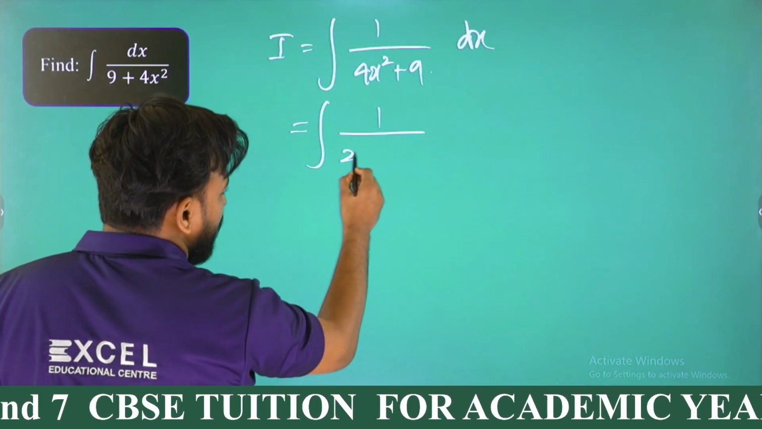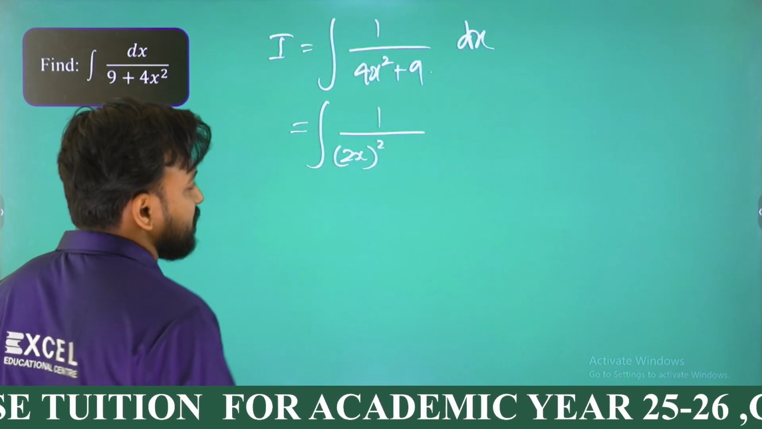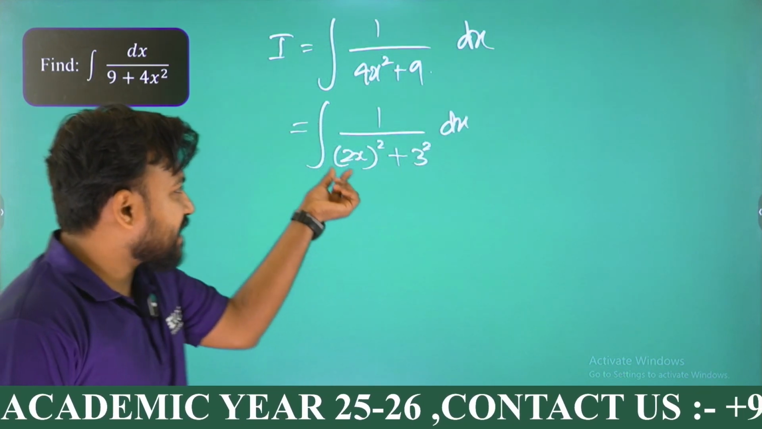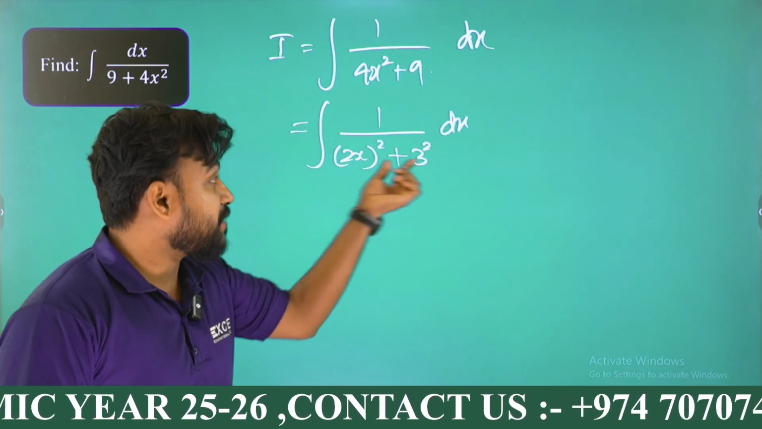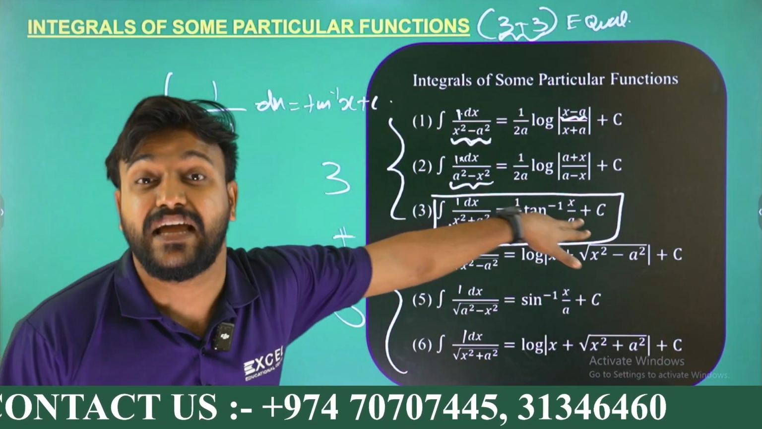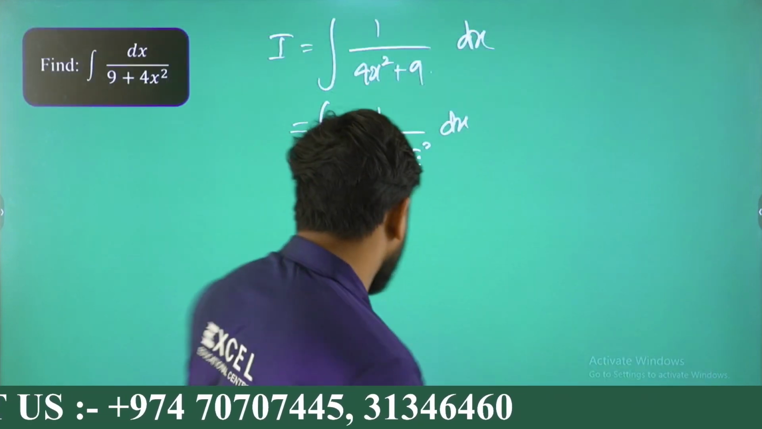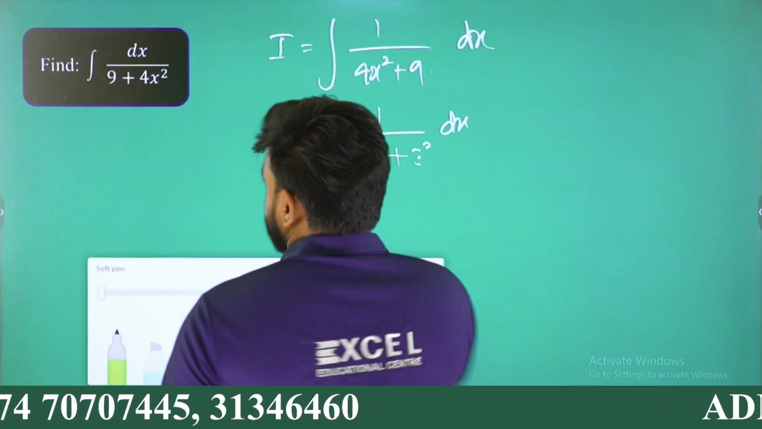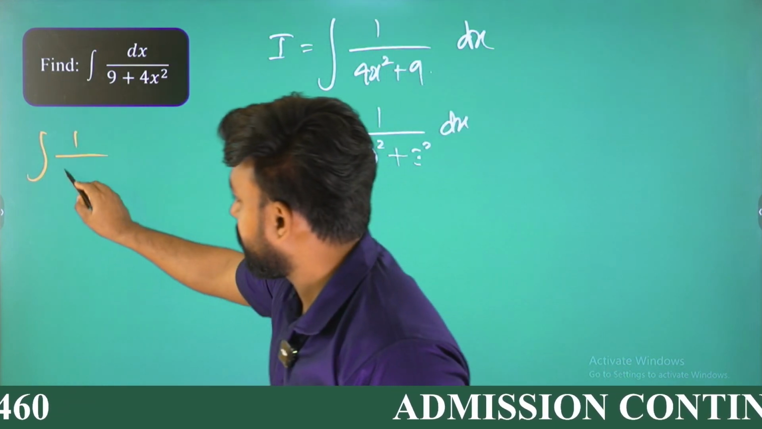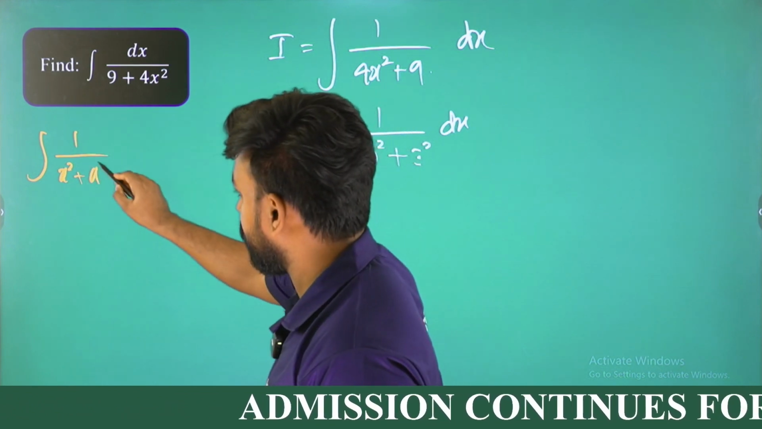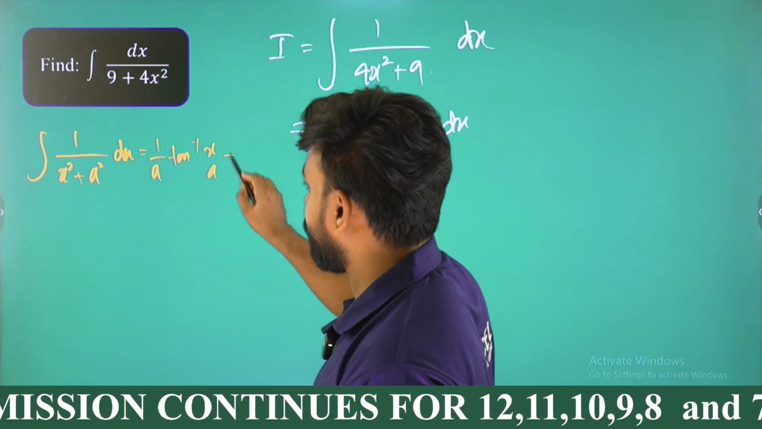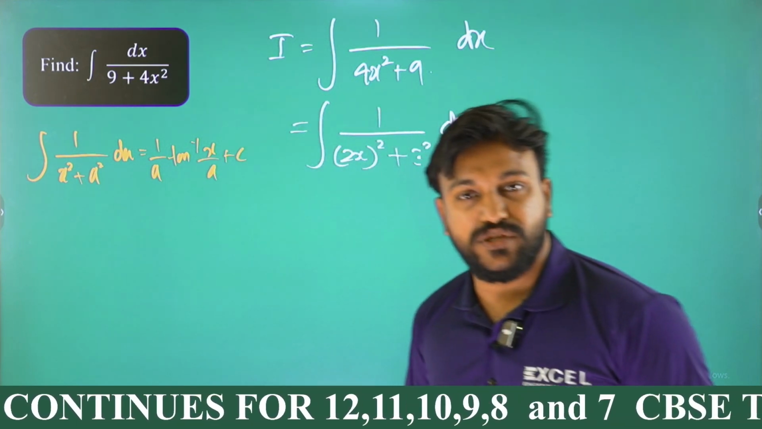I will write it as 2x the whole square. Instead of writing 4x square, I can easily write 2x the whole square plus 3 square dx. It's a simple question. So it's like x square plus a square. At the denominator, what is that? Integral of 1 by x square plus a square is 1 by a tan inverse x by a. So we have to use this equation. Which equation? Integral of 1 by x square plus a constant square dx is 1 by a tan inverse x by a. This is how we identify which equation we have to use.